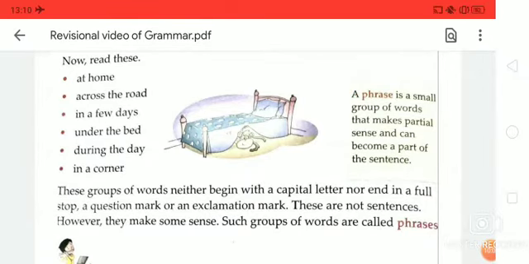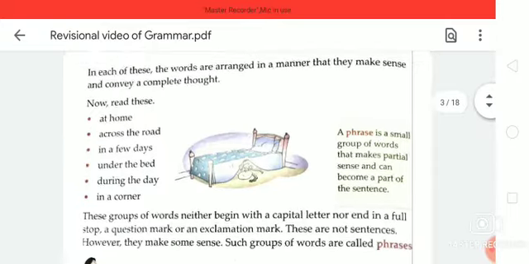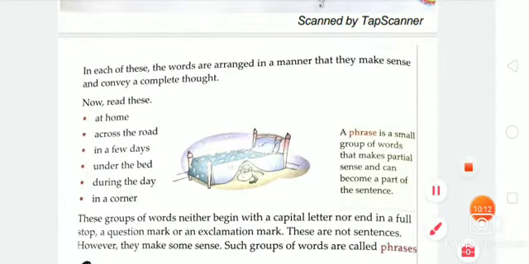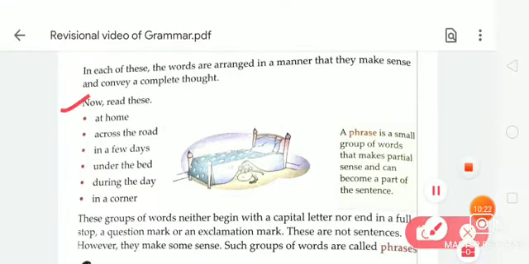And also you must find out more differences between sentence and phrase. So firstly we will learn what a phrase is and its examples, and after that we will identify the difference between sentence and phrase. So now read this. At home, across the road, in a few days, under the bed, during the day, in a corner. Students, a sentence is an arrangement of a group of words that makes complete sense, but a phrase is a small group of words that makes partial sense and can become a part of the sentence.